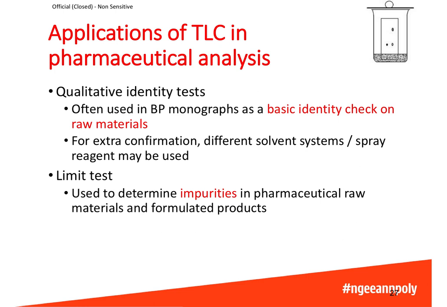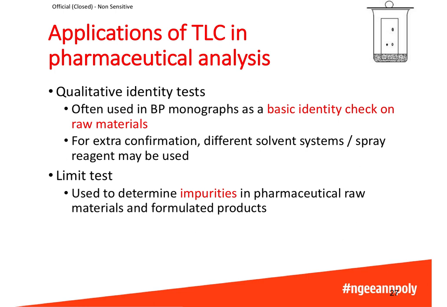In pharmaceutical analysis, TLC can be used for qualitative identity tests. TLC is often used in British Pharmacopoeia monographs as a basic identity check on raw materials of the drug substance. Remember that this is just a basic identity check. TLC cannot really confirm the identity because there can be many compounds with similar RF values. For extra confirmation of the identity of the substance, we can repeat the TLC using different solvent systems as well as using different spray reagents.